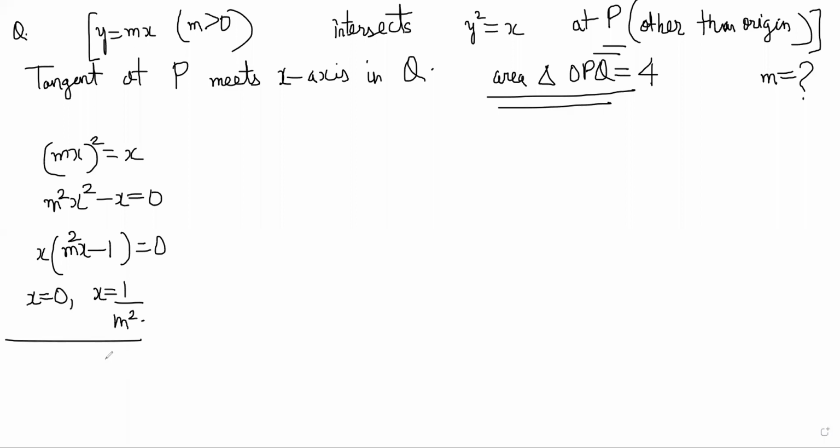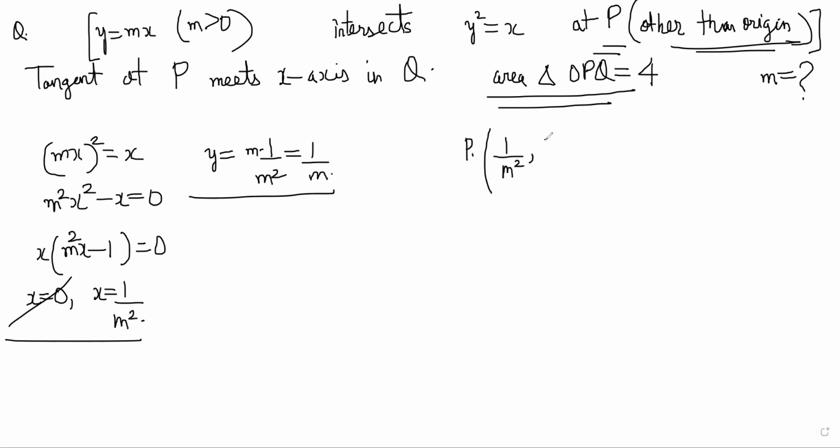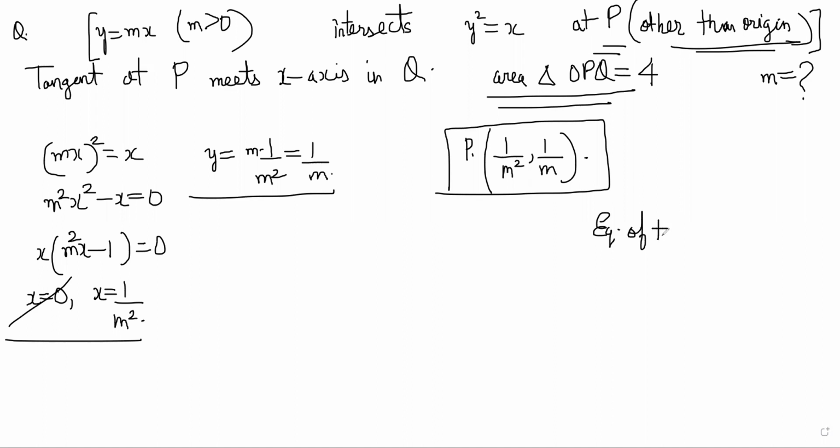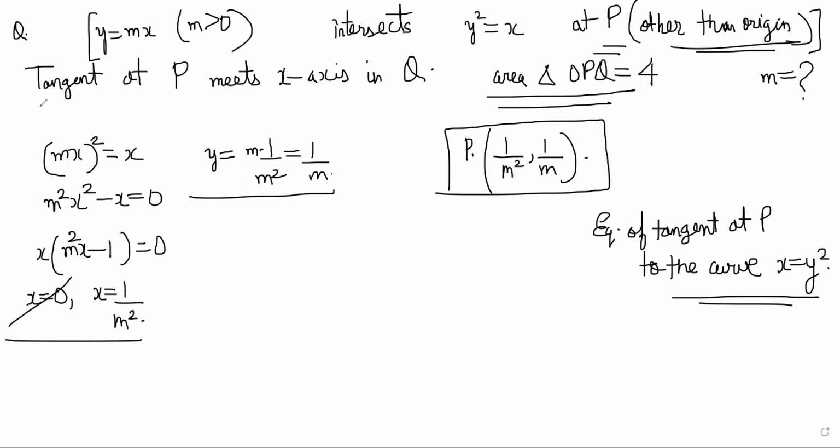So x can be 0 or x can be 1 by m square. P is not the origin, so we'll ignore x equal to 0 and say x is equal to 1 by m square. So what is y then? m into 1 by m square, so 1 by m, right? Yes, sir. P is what point? 1 by m square, comma 1 by m. Right? Now how will you find the equation of the tangent at P to the curve x is equal to y square? That is what you have to find first. So you do dy by dx.